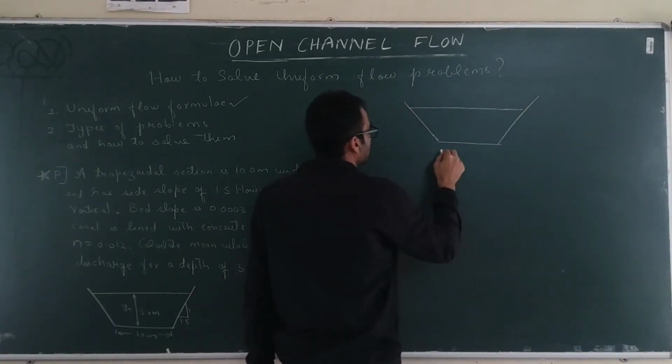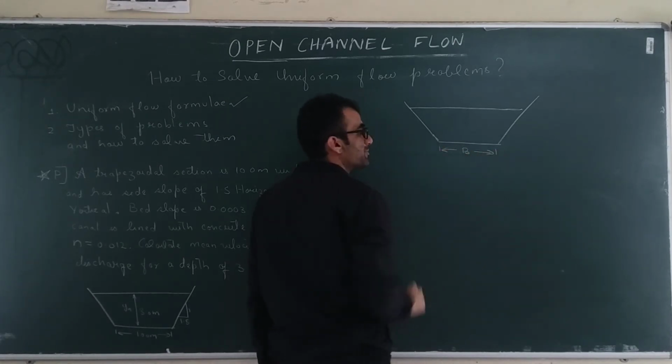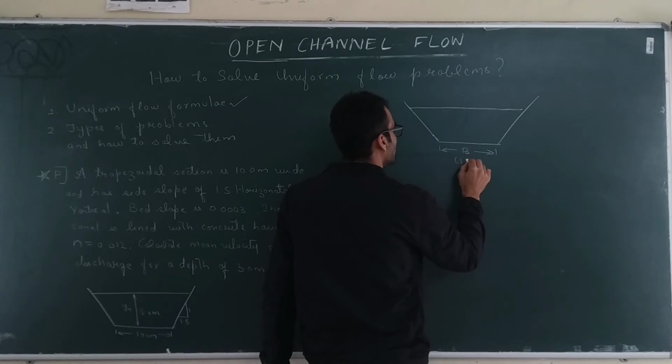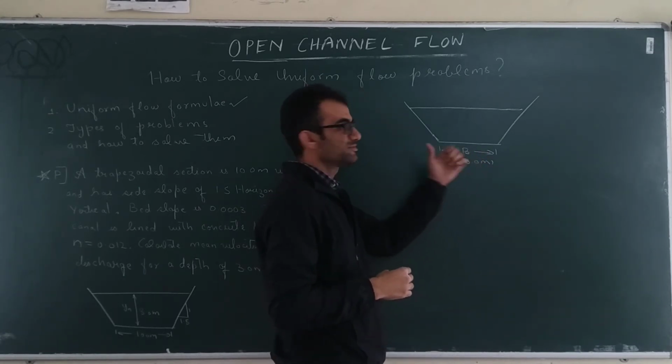Okay, so this is your cross section, trapezoidal cross section. This is the base width B. How much is the base width? We are given 10 meters. 10 meters is the base width of this channel.